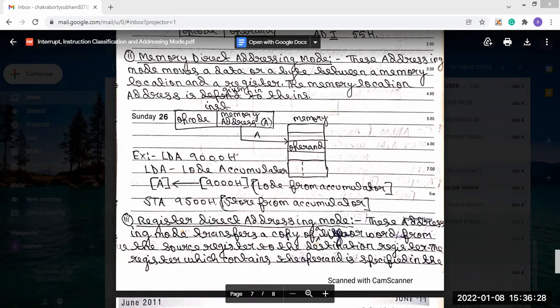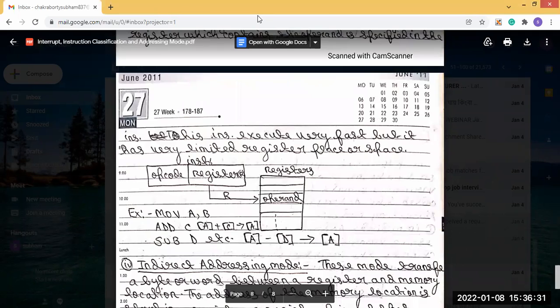If we see the diagram, this instruction is divided into two parts. For the register direct addressing mode, the first part will be the opcode, and the second part will be the particular register being used, and inside that register the operand is specified. It can also happen that only a register name is mentioned, the source or destination register.